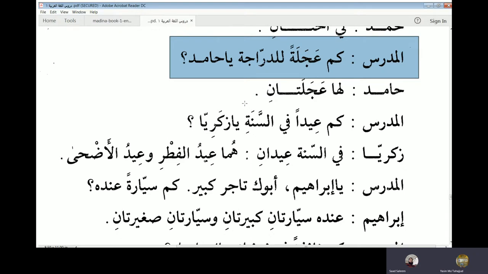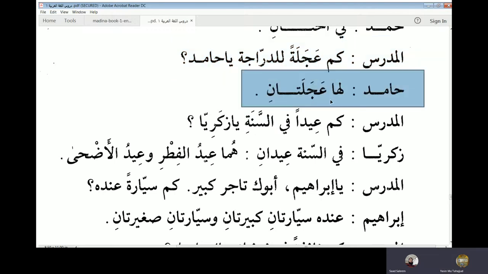So how many wheels does your bicycle have, Ya Muhammad? How many wheels does a bicycle have? Laha ajalatan. Good. It has two wheels. So ajala is the word and alif noon is for dual. Laha ajalatan.